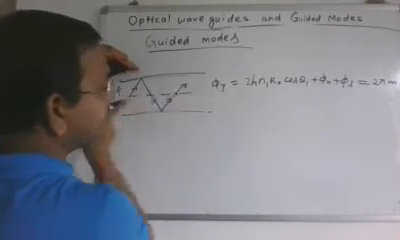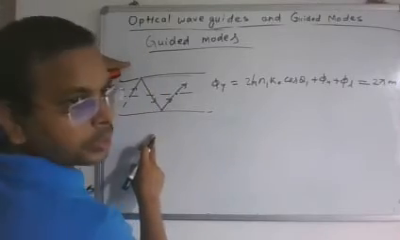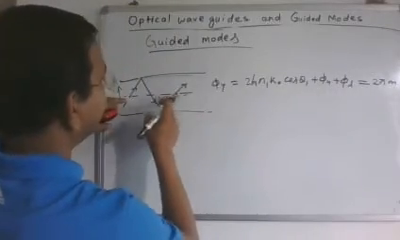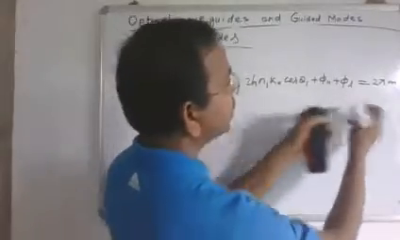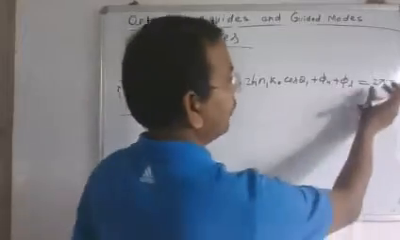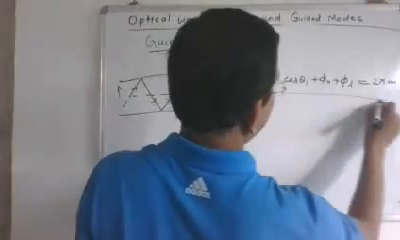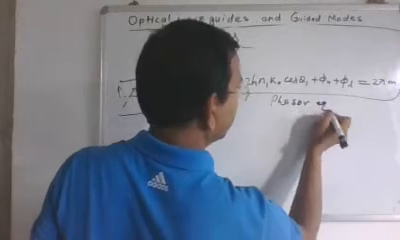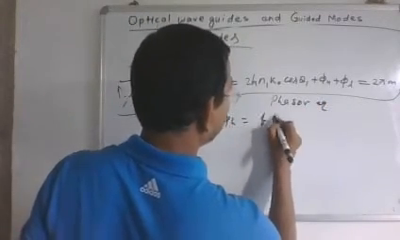In this direction there is no change of medium. In this direction the medium is changing. So we are going to calculate the total phase change in one round trip, and this wave will sustain within the waveguide when this total phase change is a multiple of 2 pi, because constructive interference happens when the phase is a multiple of 2 pi. So this equation is called the phasor equation.